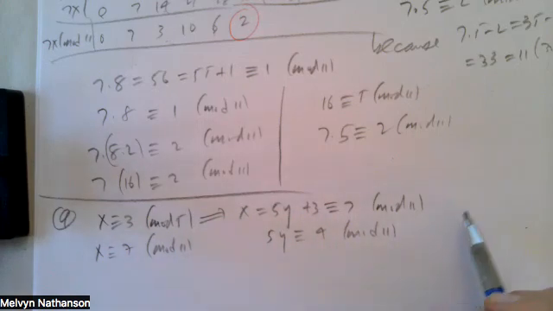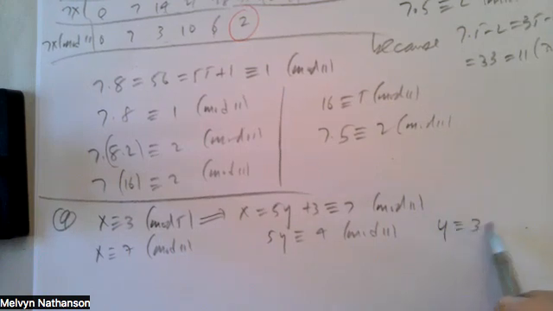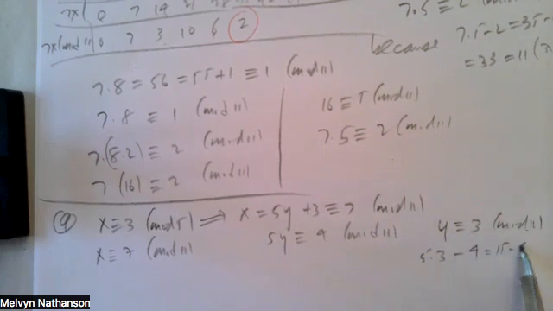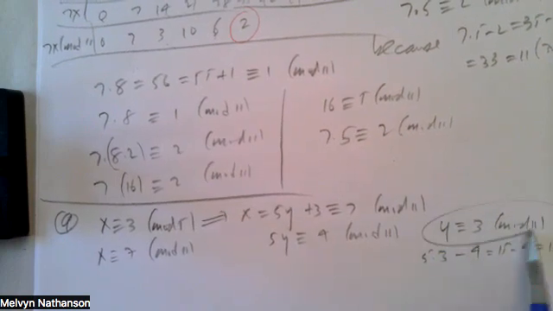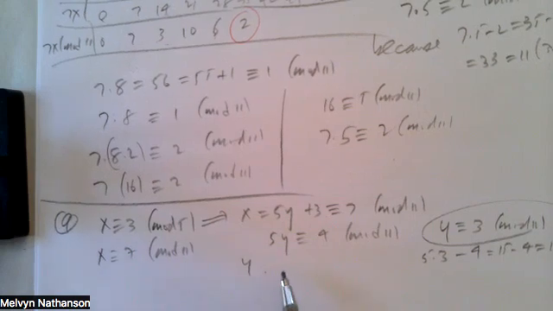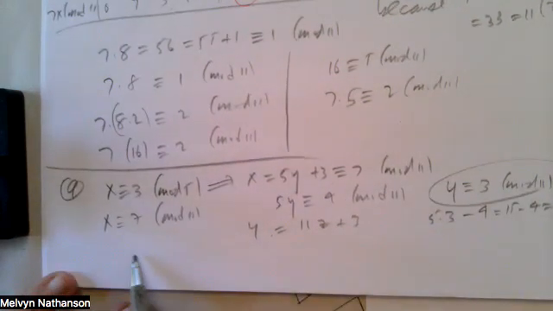And if you try them, you will see that y can be any number congruent to 3 mod 11. Because if you have y equal 3, 5 times 3 minus 4 is 15 minus 4 is 11. So y can be any number of the form 11z plus 3. And x is 5y plus 3.